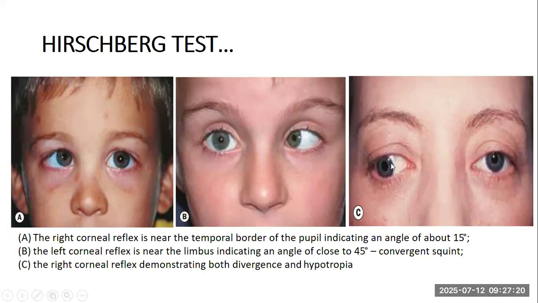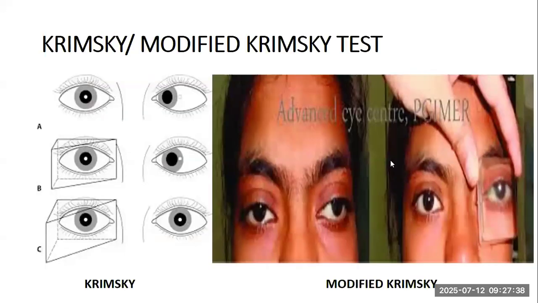In this third picture, we're seeing the eye deviated down and out. So there's an exotropia and a hypotropia. The corneal light reflex is also at the limbus. So that's like 45 degrees of exotropia as well as hypotropia.